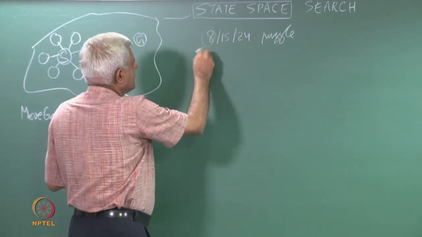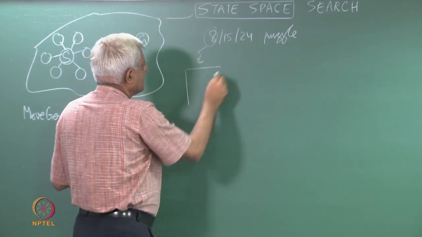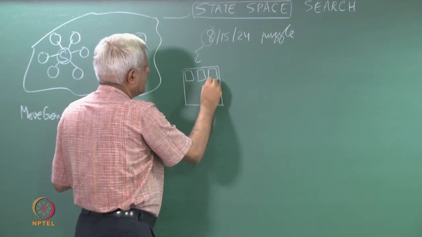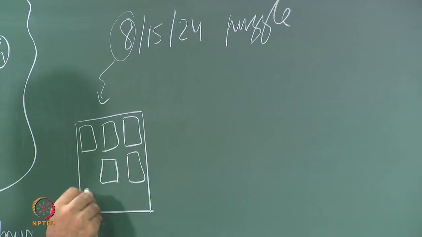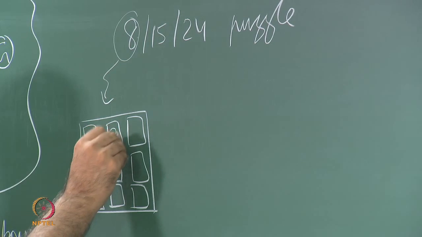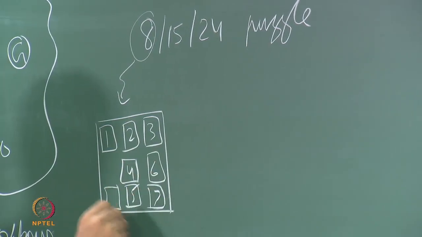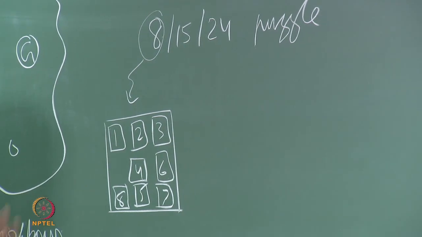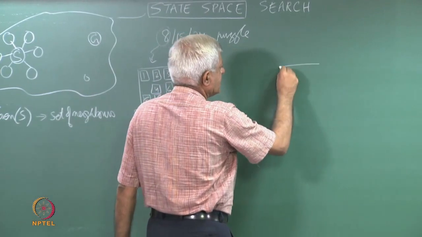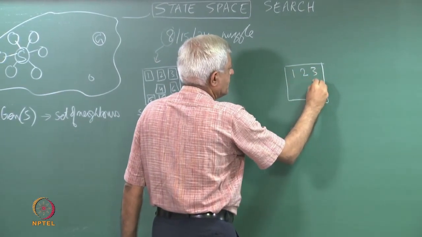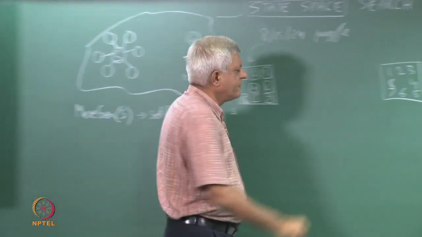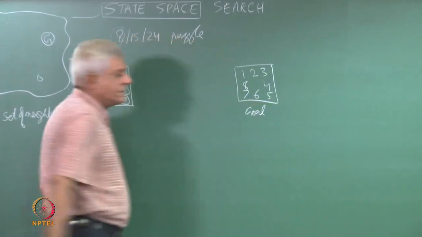The 8 puzzle in particular is a puzzle, and you must have seen this, which has got 8 tiles, that is why it is called 8 puzzle. And these tiles have labels on them. So, let us say numbers 1, 2, 3, 4, 5, 6, 7, 8, and this is let us say the start state, and the goal state could be something like 1, 2, 3, 4, 5, 6, 7, 8. I am not drawing the tiles there. Goal state.